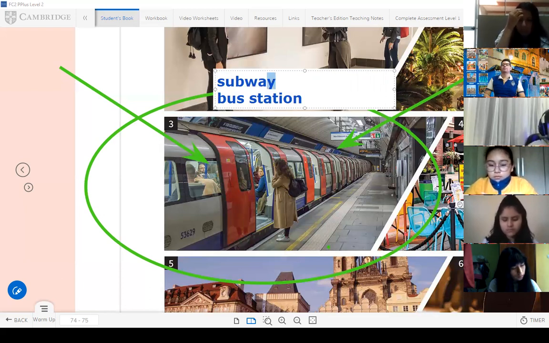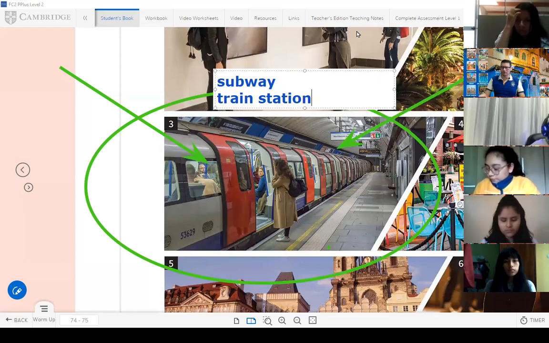Subway. Subway, right? Yeah, this is a subway. O también podríamos decir, como algunos lo conocen, también train station. Yeah? Train station. It's the same. What's the difference? ¿Cuál es la diferencia? Teacher, ¿cuál es la diferencia subway con bus station? ¿No son lo mismo? Yeah.